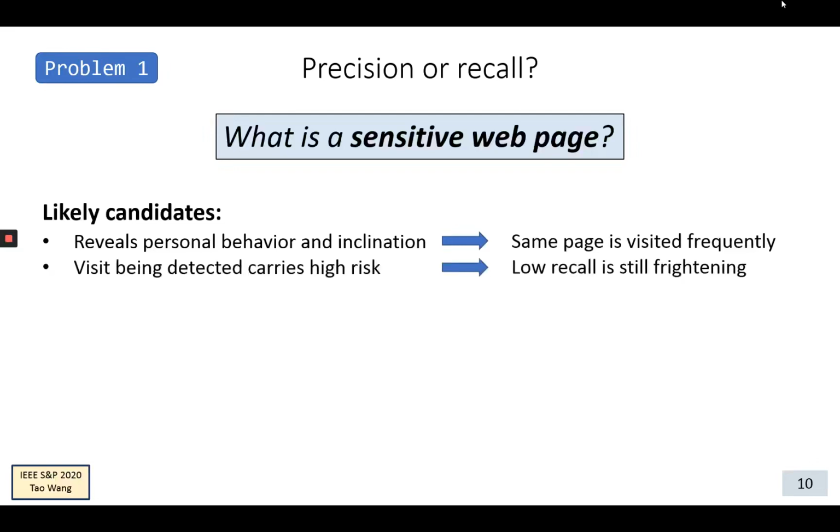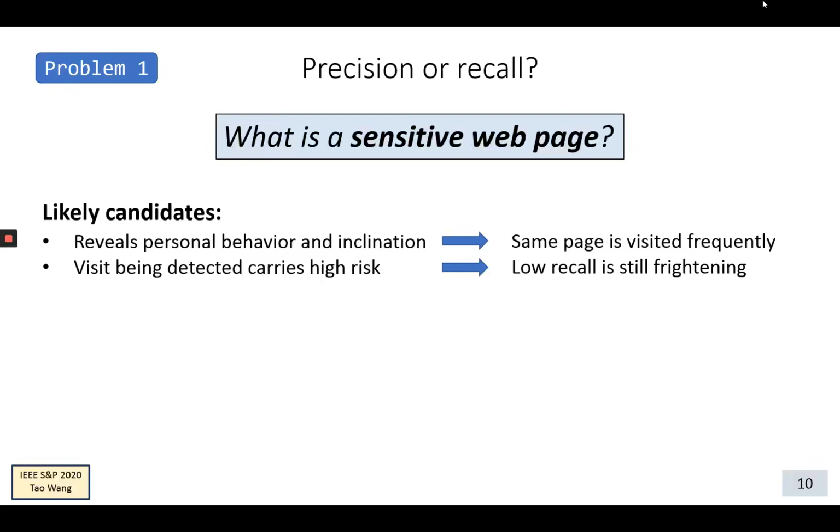Another possibility is if such a web page has a very high risk if you're detected visiting them. So for example, if it is a whistleblowing website and you are using website fingerprinting, you're being detected as visiting a whistleblowing website, and let's say 1 hour later a bunch of documents got leaked, then they will really suspect that you are the person who leaked these documents, and you would have personal consequences.